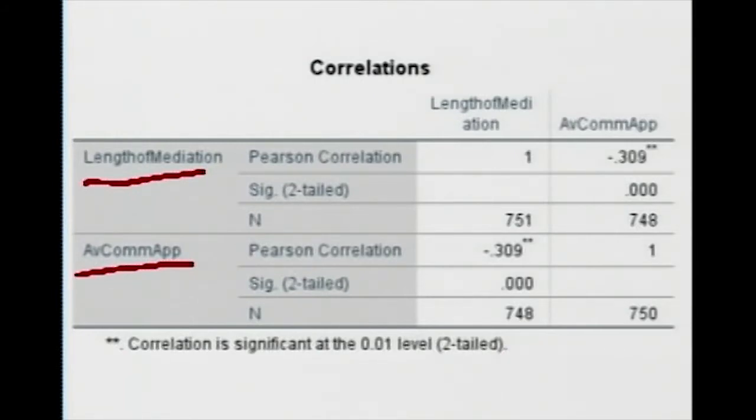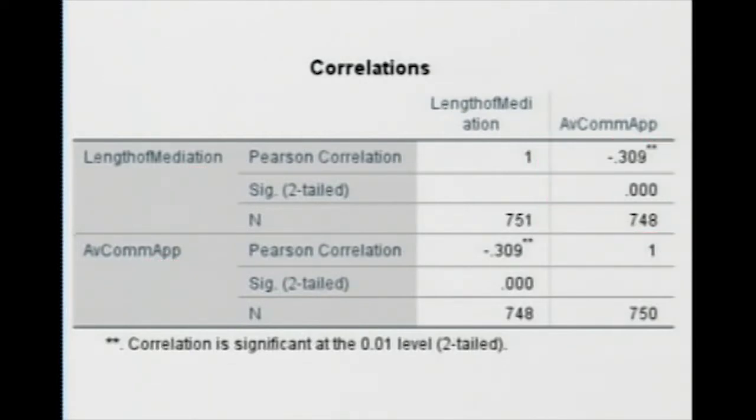And here we see the correlation data just like we saw before. So let's take a look at this. We see now a negative correlation because we can see the negative sign there. We see that it is significant, and we see now we have a lower number, 748 in our sample, where they answered both items, the length of the mediation and the average apprehension score. Okay, so let's take a look at how we might write this up.